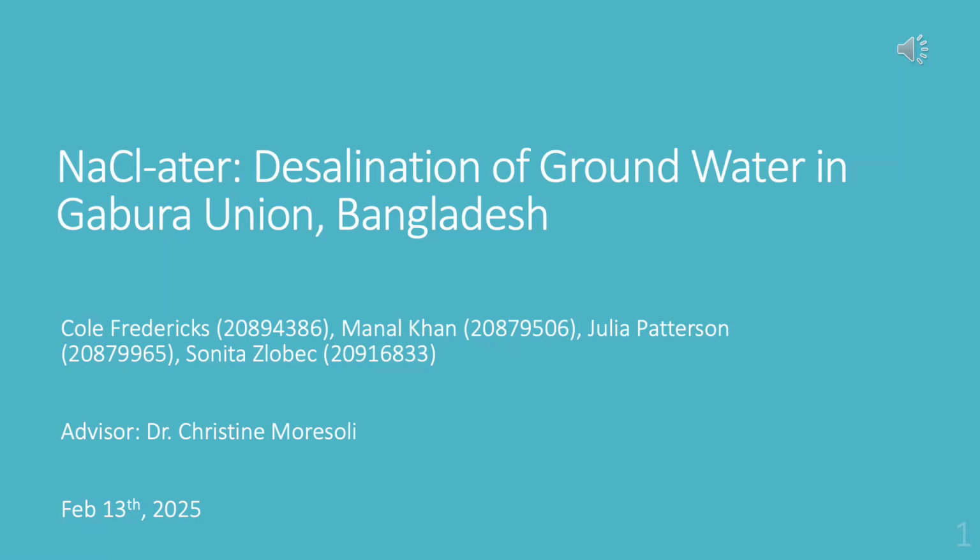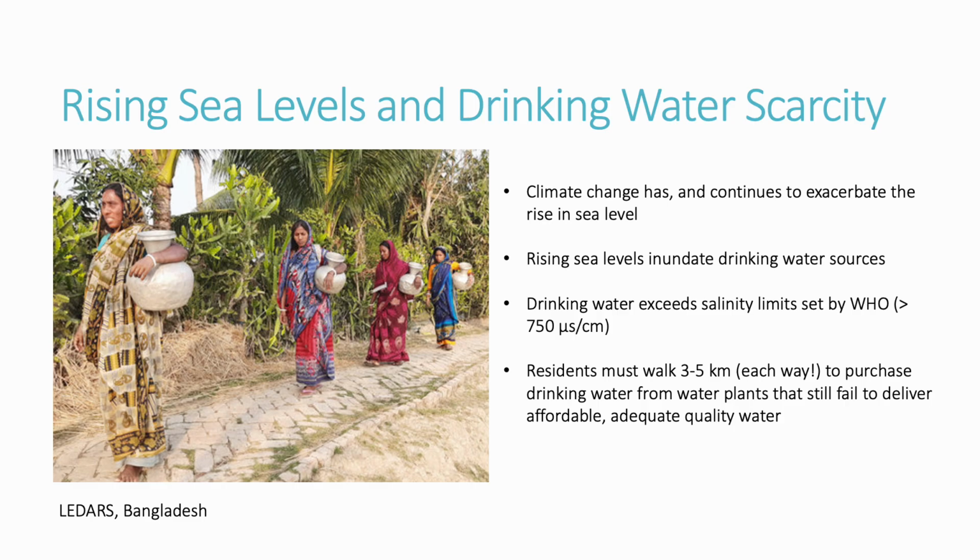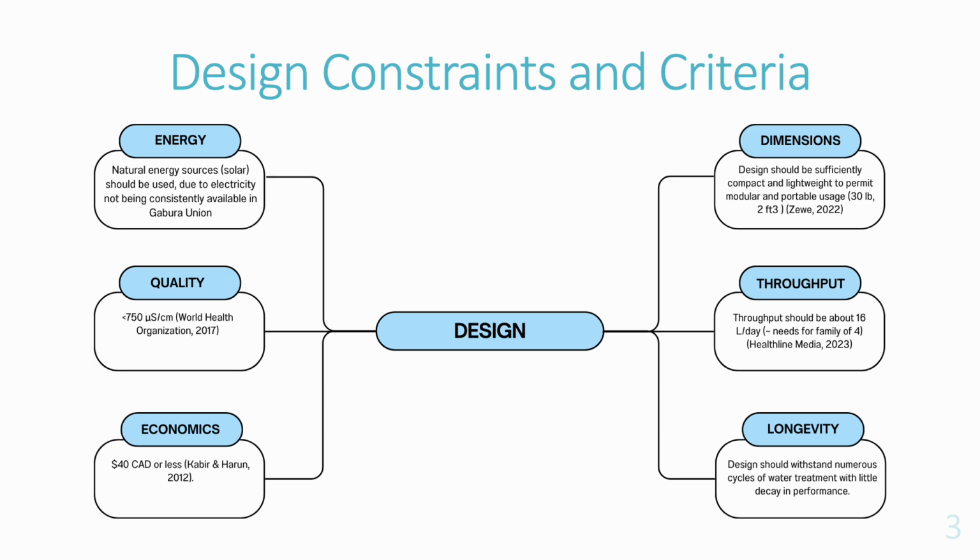Our project is about the desalination of groundwater in Gabura Union, Bangladesh. A village in Bangladesh with 42,000 residents faces a critical water crisis as their drinking water exceeds the salinity limits set by the World Health Organization due to rising sea levels exacerbated by climate change. Residents must walk 3 to 5 kilometers to purchase drinking water from plants that still fail to deliver affordable and clean drinking water. Our design constraints are energy usage, water quality, and affordability.